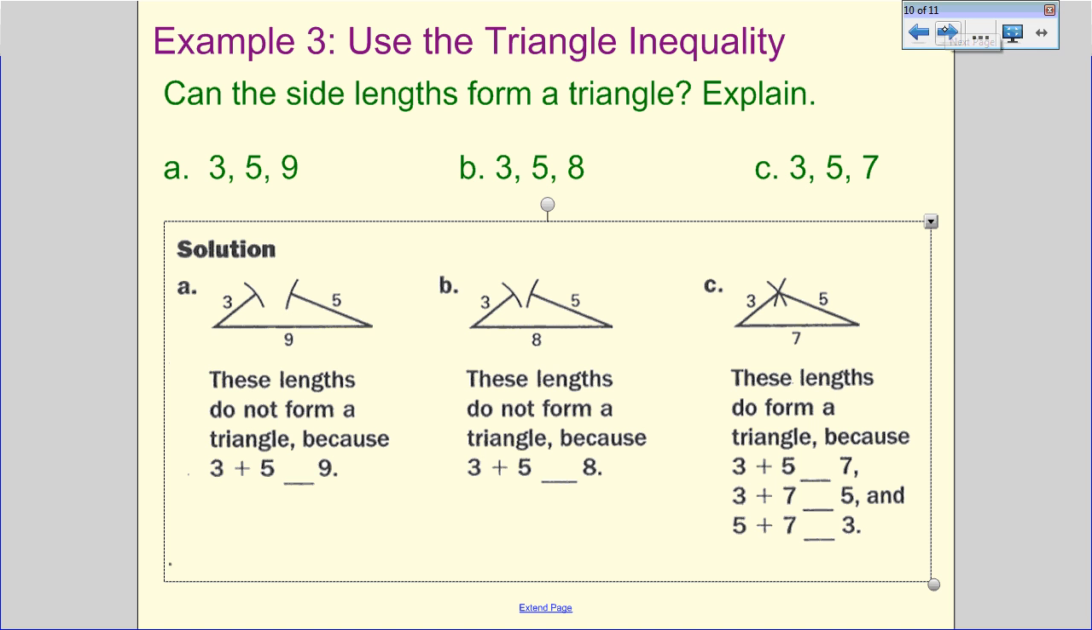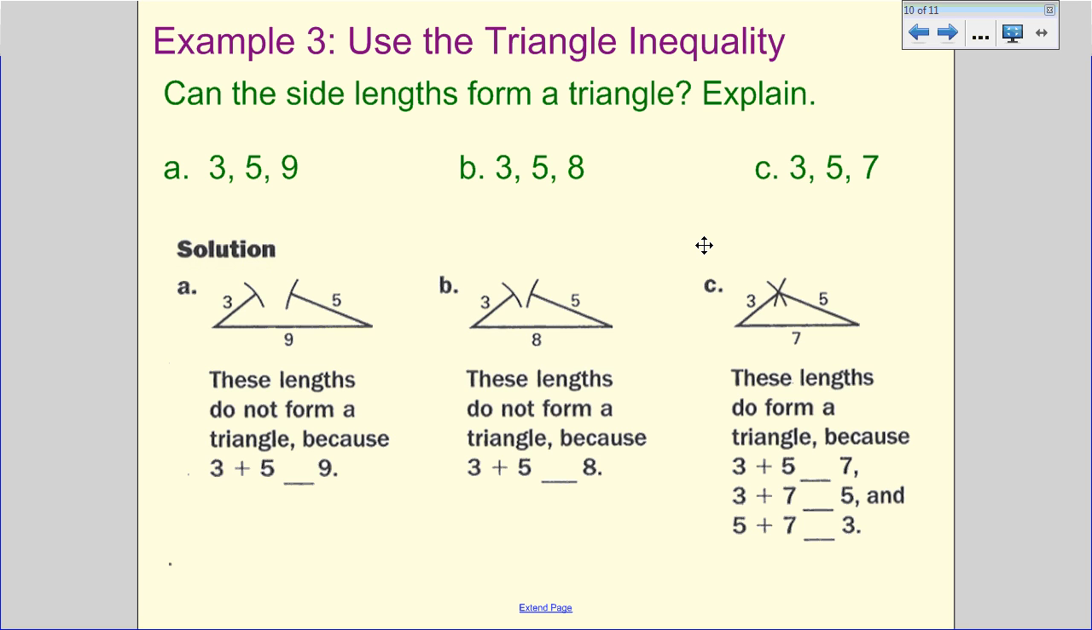So let's take a look at example 3 and how we can use that. We're going to decide, can the side lengths form a triangle? Explain. I want to know, can 3, 5, and 9 make a triangle? I'm going to take the two smallest sides and see if they add to a number that's greater than the third side. That's the only check you need to do. Take the two smallest sides, and they have to be greater than the larger. Because 3 plus 5 is not greater than 9, they would leave an open connection. So this does not make a triangle.